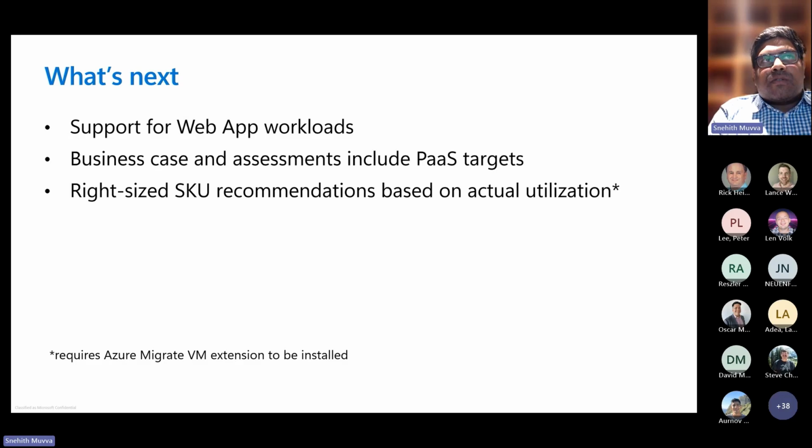You can also get right-size SKU recommendations. Right now, it'll be config based, as you've configured on premises. To perform more detailed recommendations like right-size SKU recommendations, or collect data about web apps and things like that, you would need to deploy a single Azure Migrate VM extension, which can be deployed at scale across the estate. This extension is only required for the time you want to collect the data and can be removed later. So that's basically it.